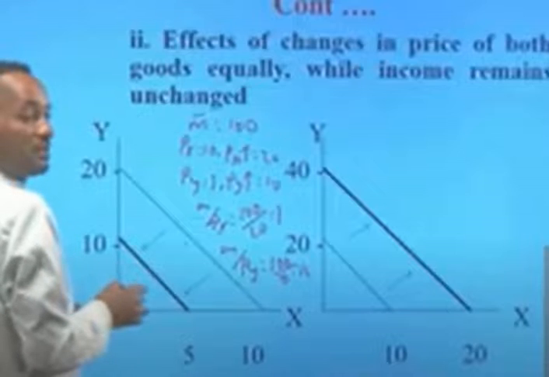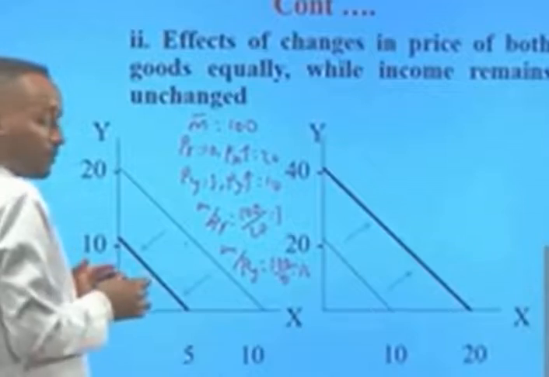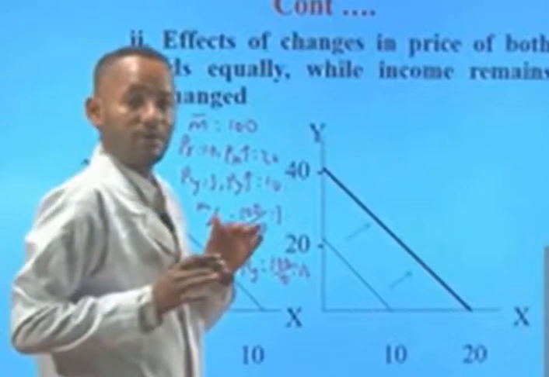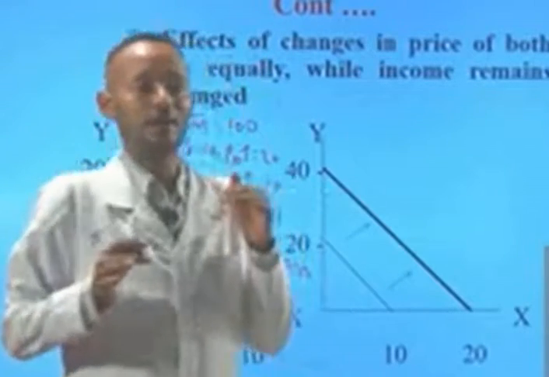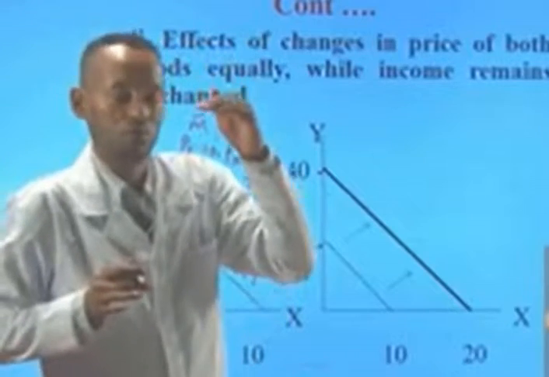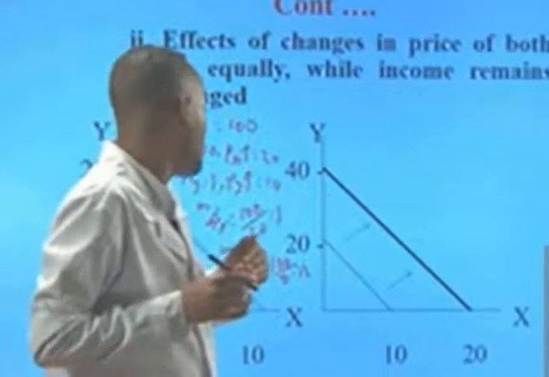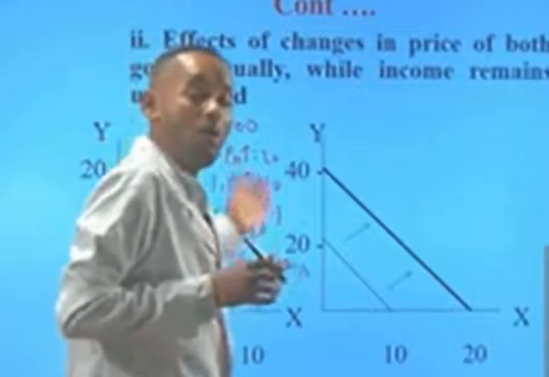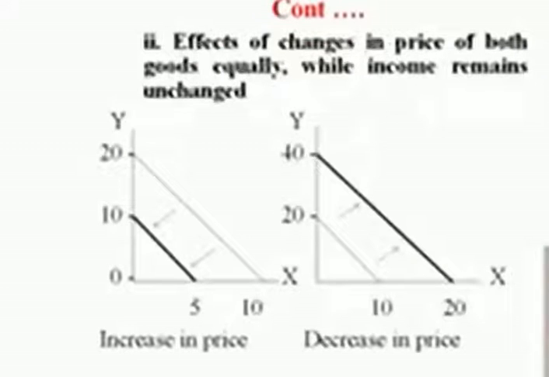vertical intercept of the new budget line. So while income of a consumer remains unchanged with increase in price of both goods by equal percent, the budget line will shift inward, allowing us to buy less amount of a commodity.